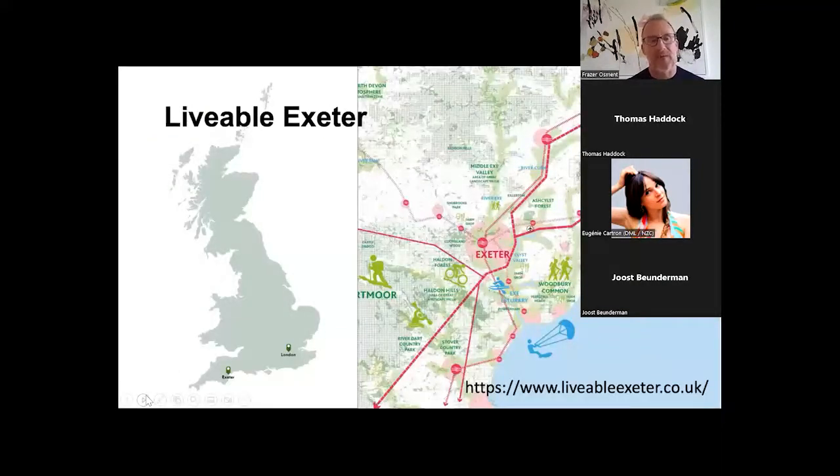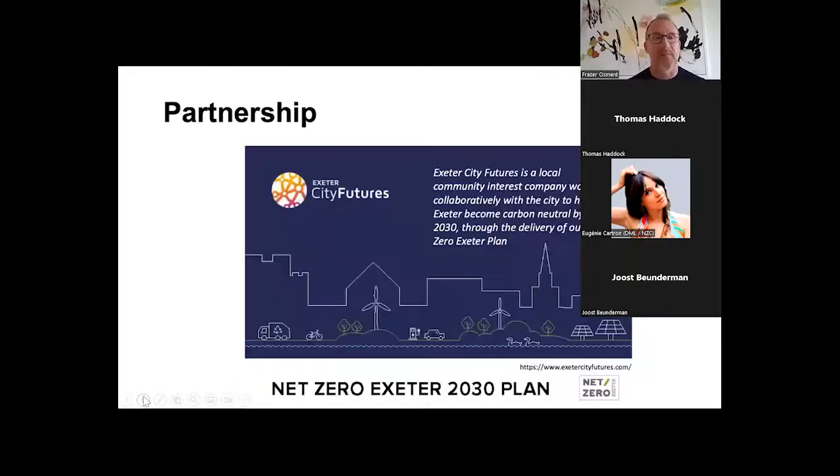We've been working for some time now with the city of Exeter, and Exeter's a relatively small city in the southwest of England. It's got a population of about 130,000, but within its immediate area, there are about 280,000 people who live and work and rely on the city. So it's got quite a large catchment. It's surrounded by a fantastic natural environment. Next slide.